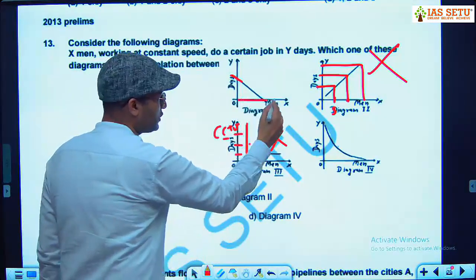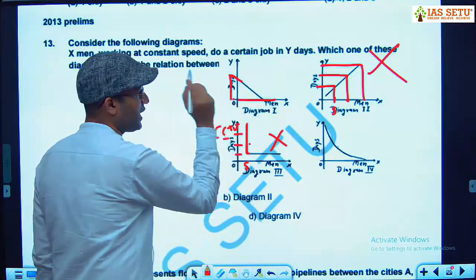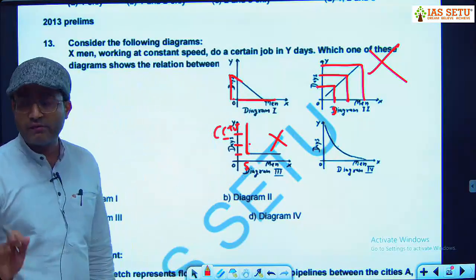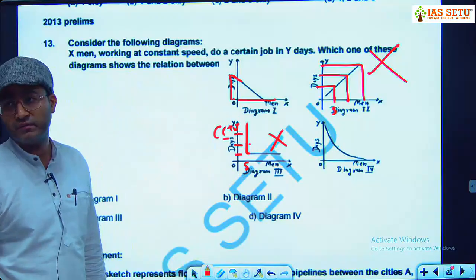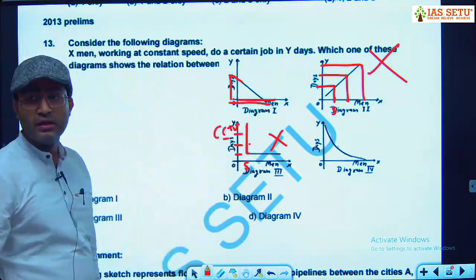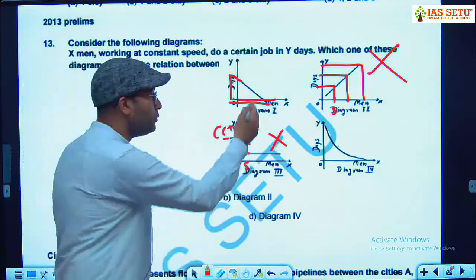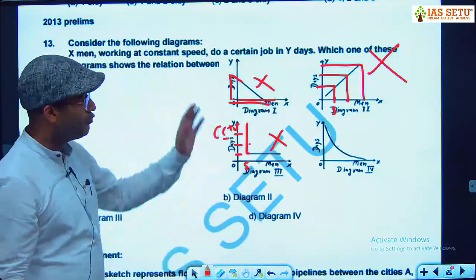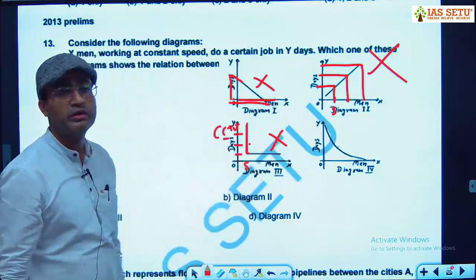These are positive man, this is 0, this shows negative man. Have you ever seen negative man in your life? कहीं दिखे तो भाग लेना. It shows negative days. Negative man, negative days, not possible. ये wrong है. 1 wrong, 2 wrong, 3 wrong, only 4 is correct.